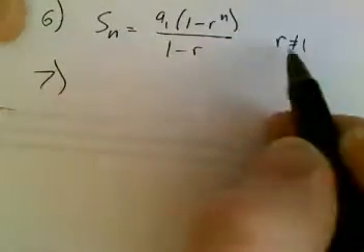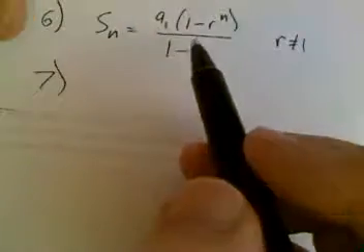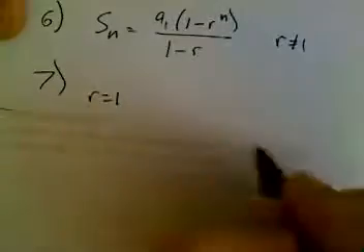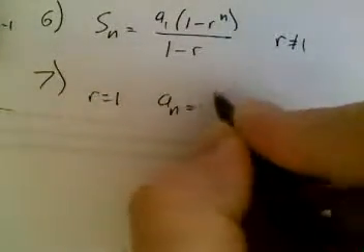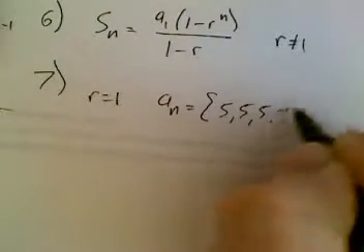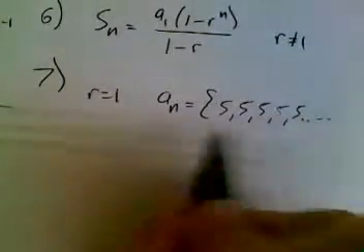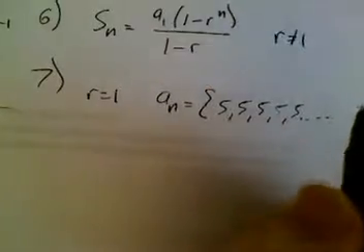So, for 7, what if r is equal to 1? Again, if r is equal to 1, then it's not geometric, okay? If r is equal to 1, then I'm not adding or multiplying by anything that's changing anything. My sequence, a sub n, would look something like this. Say 5, 5, 5, 5, 5, because I'm just multiplying by 1 every single time. It's not changing anything. It seems silly for us to do this, okay?